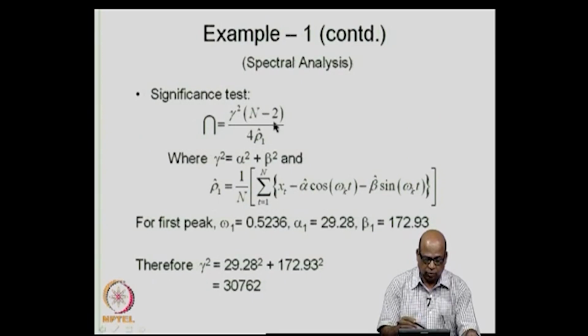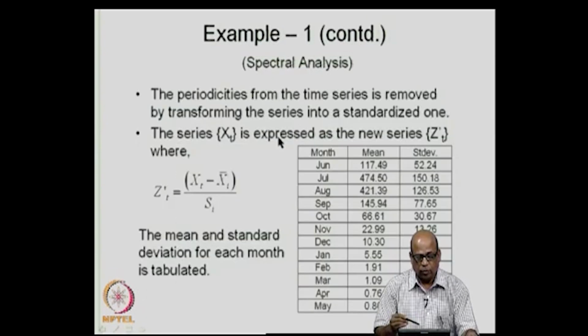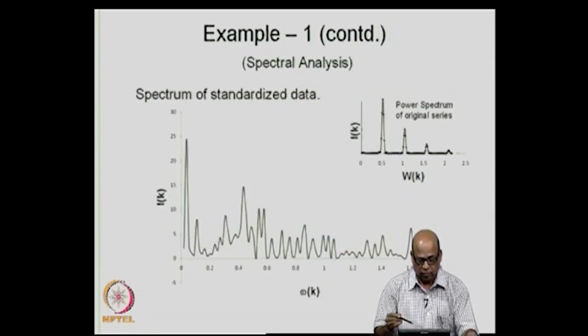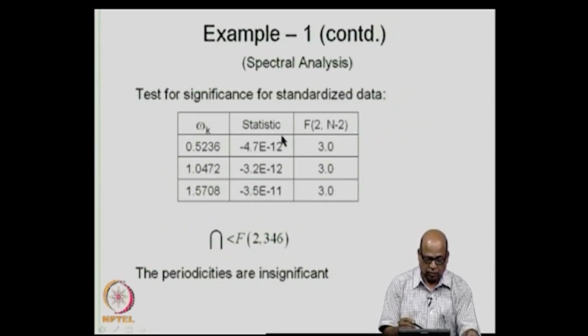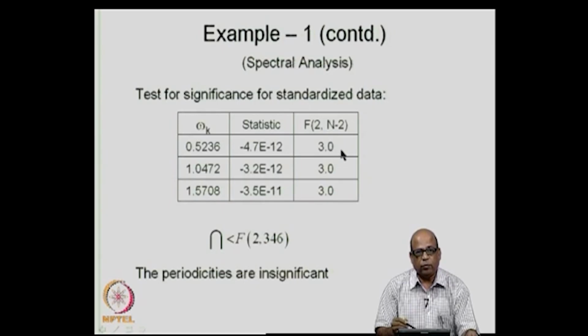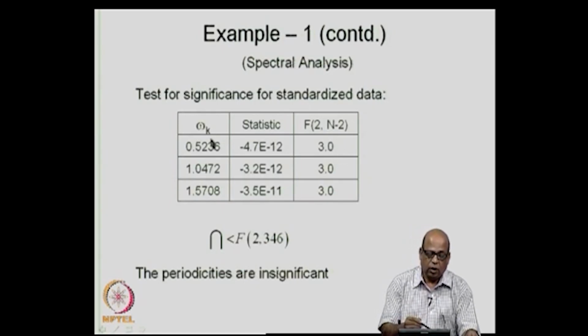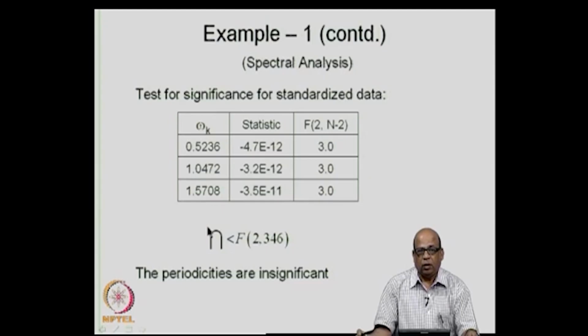gamma square n minus 2 by 4 rho 1 cap, and then corresponding to this omega 1, we test the statistic value comes out to be minus 4.7 e to the power minus 12, very low values, very insignificant values compared to the critical value of f, which is 3.0, which shows that any of these periodicities are statistically insignificant, or they can be taken to be absent in the data. So, the periodicities are insignificant.